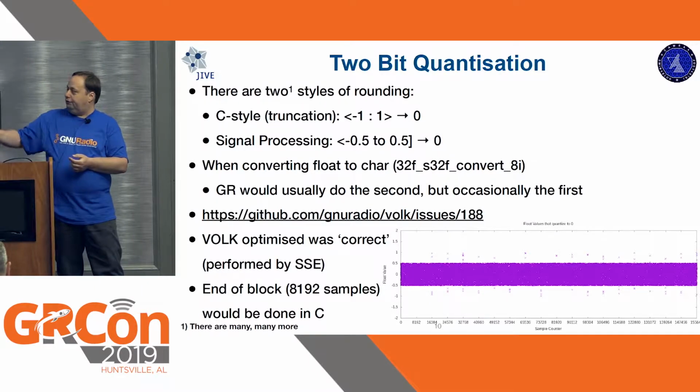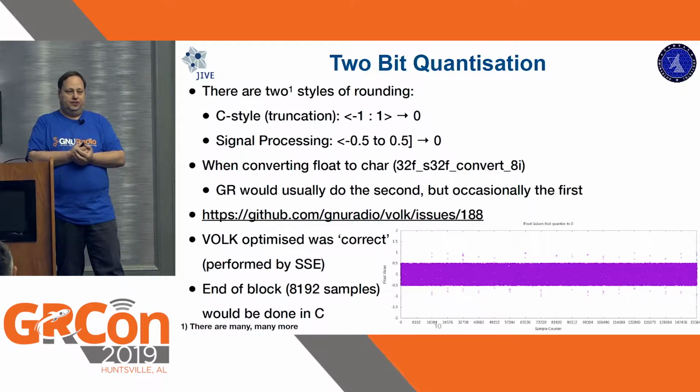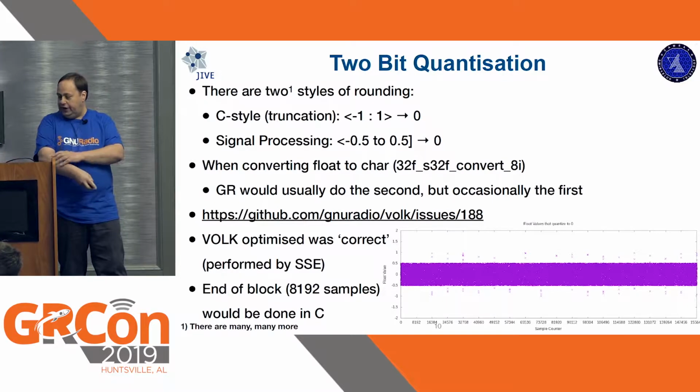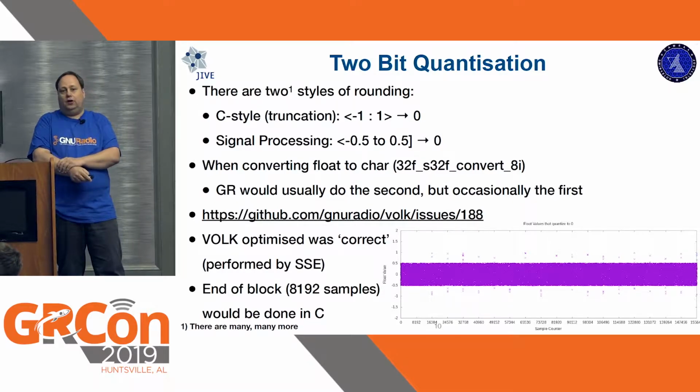What you see here is a graph of all the values that round to 0. And nicely, as expected, values between -0.5 and +0.5 round to 0, except every 8,192 samples. Occasionally, you get a much larger range that rounds to 0. And the reason for this is that most of the code is optimized through the Volk library, and that uses SSE in this case, and does the right thing. But then there's a few leftover samples that actually get processed in C, in the same block, and that does C-style rounding, and you get this effect.